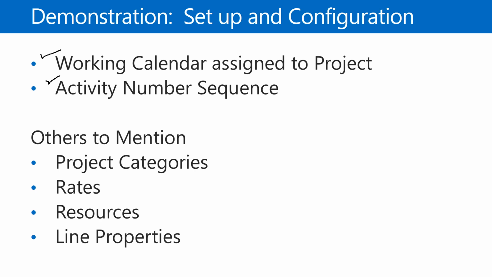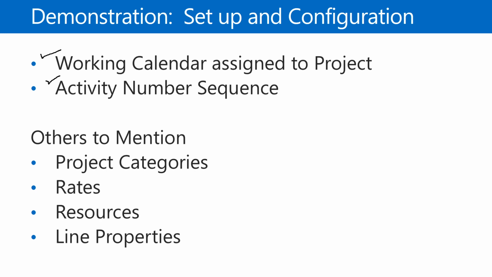I just want to mention a couple other things. Like I said, it could be Pandora's box, because you need a project. That's required. You need categories, because they're a required field when you create a task. Rates are going to be important if you're setting up the estimates or using that estimate functionality at the WBS level. Resources, if you're scheduling the WBS, and line properties are required as well.